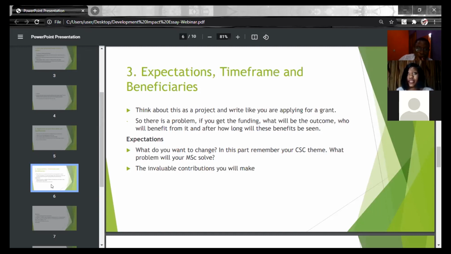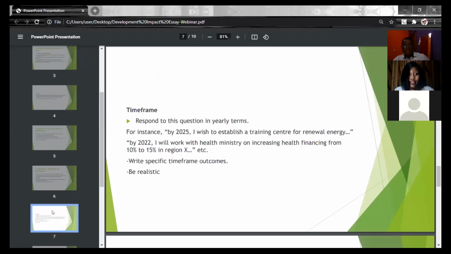Do not just come and say that when I get the MSc, I'm coming to lecture in school. Okay, yes, you can do that, but that's very basic, because almost everybody would want to lecture. Do not be too basic. Show how your contributions are going to be invaluable, because they want to see, okay, these are the impacts that will make you stand out. Okay, and the time frame.